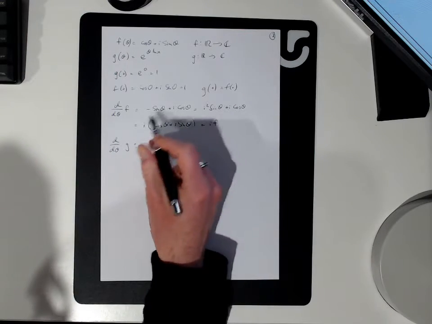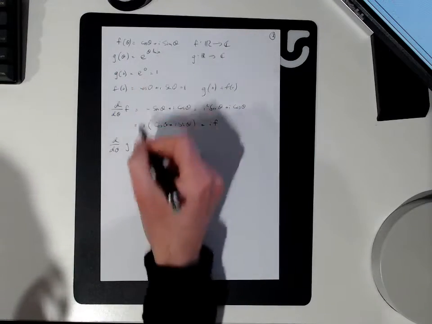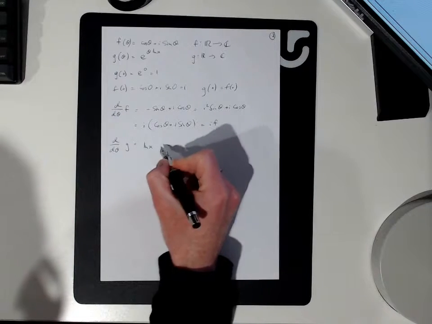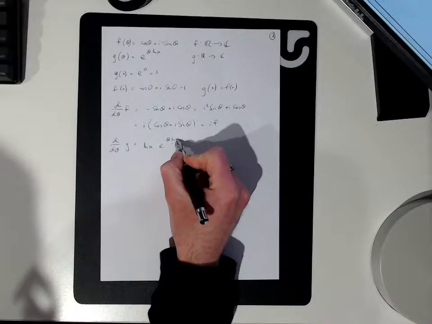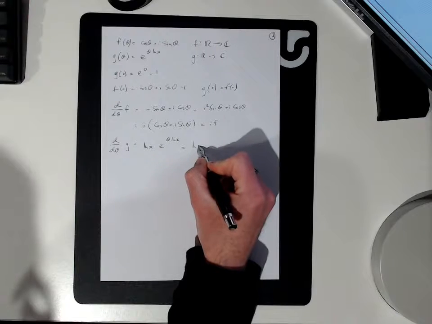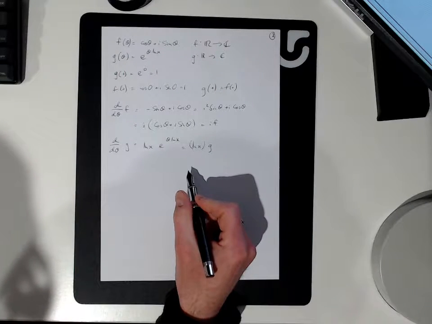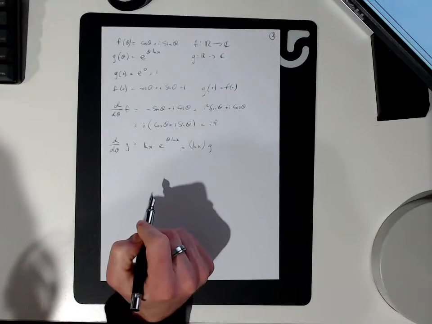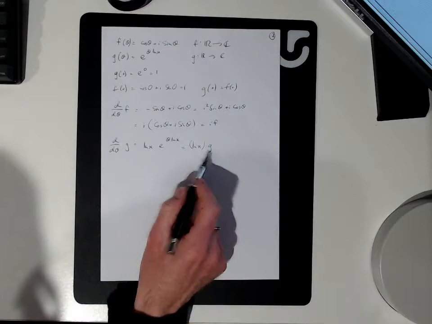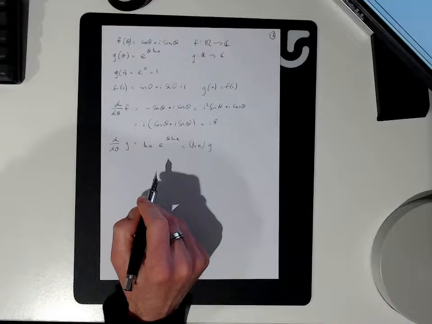But yeah. So anyway, the derivative of this with respect to theta is of course ln x e^(theta ln x), which is equal to ln x g, which is suspicious. It looks a little bit like the derivative of the exponential function.